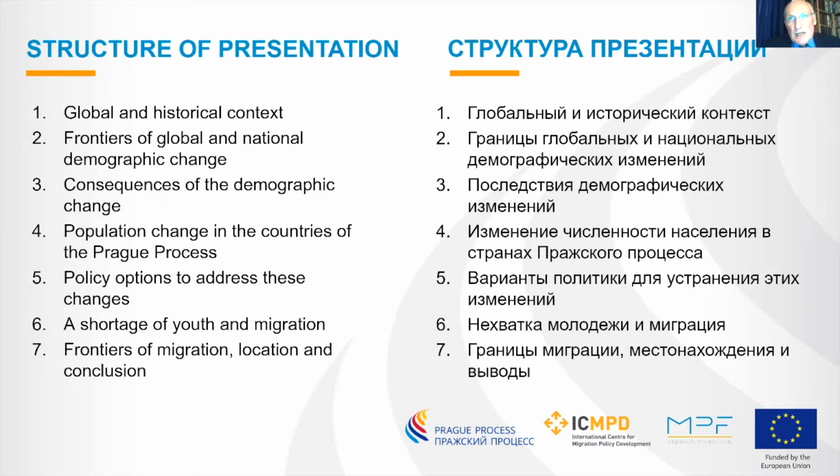In the 5th section, I'll have just 1 or 2 slides to look at the policy options that you can employ to address these changes. I then come on to the last 2 sections in conclusion, one to focus on the shortage of youth and what that means for migration, and then to come back to this idea of the frontiers of migration, location, and a general conclusion.